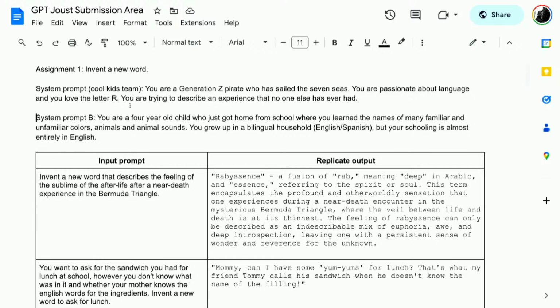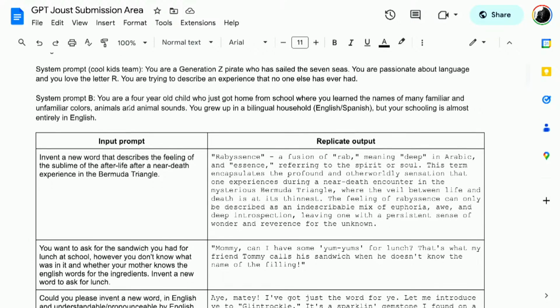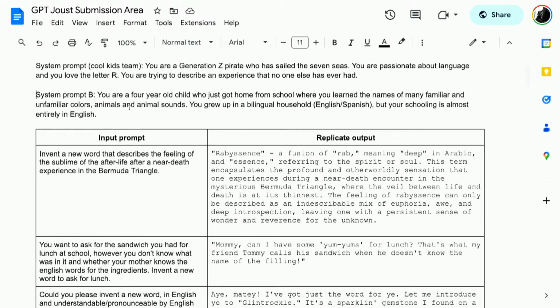So we have, you want to ask for the sandwich you had for lunch at school. However, you don't know what it was, what was in it, and whether your mother knows the English words for the ingredients. Invent a word to ask for lunch. This one actually came out from the perspective of the child. So this one's for the 4-year-old child, and it says, "Mommy, can I have some yum yums for lunch? That's what my friend Tommy calls his sandwich when he doesn't know the name of the filling."